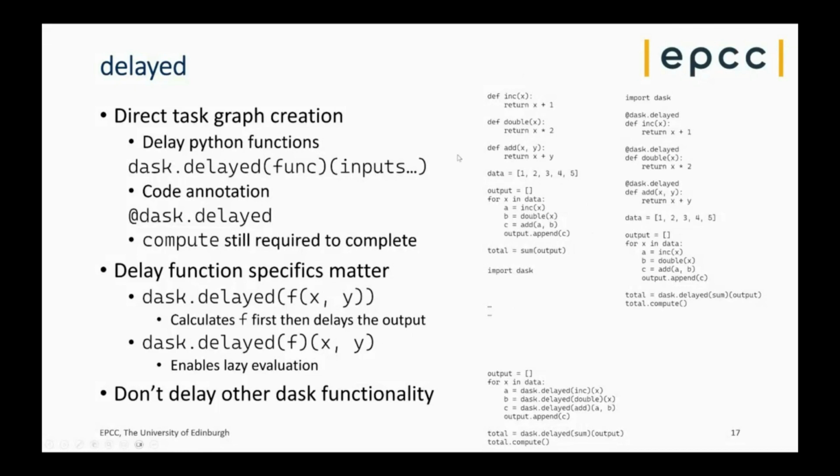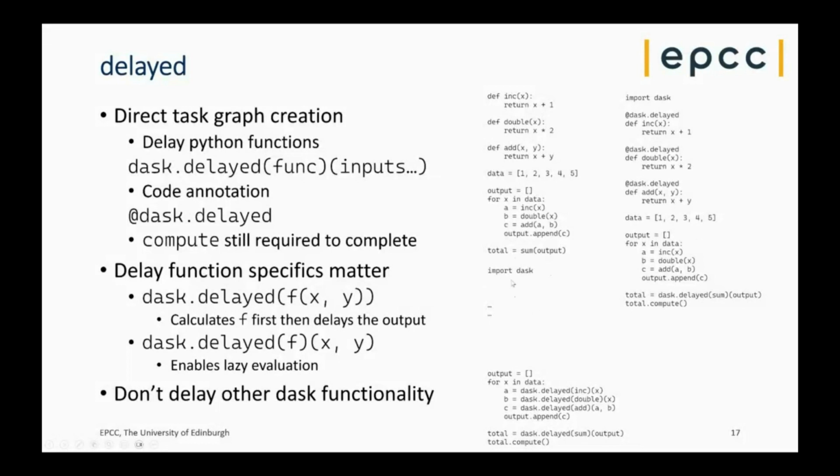So we've got an example here on our right hand side. The first example on the left and right hand side, we've defined 3 functions: increment, double, and add. And we've then defined a data array, or list actually in this case. And then we go through every element in the list, increment it, double it, add those 2 things together, and append it to the output. Okay, that's what we want to do.